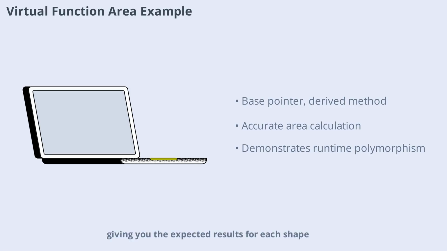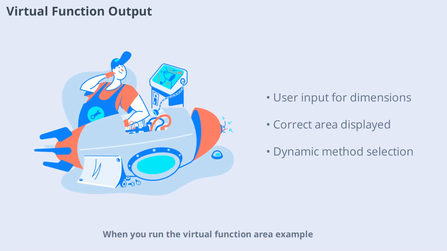When you run the virtual function area example, you'll be prompted to enter dimensions for a rectangle and a square. The program then calculates and displays the area for each shape using the correct method. This shows how virtual functions enable dynamic behavior based on the actual object type.